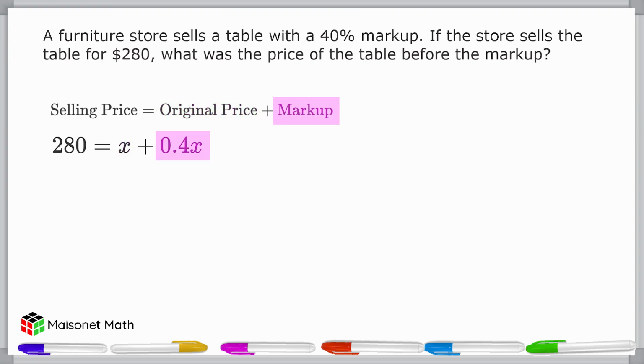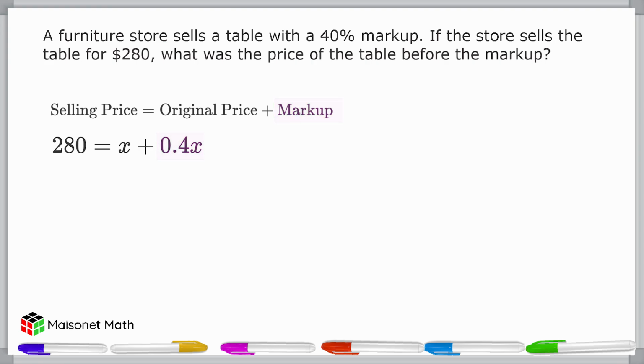We know the selling price is $280, so we can set up this equation. The selling price is equal to the original price plus the markup. Or substituting in terms that we know, $280 is equal to X, which is the original price, plus 0.4, which is 40% of the original price. So 0.4 times X is 40% of the original price, which constitutes the markup amount.